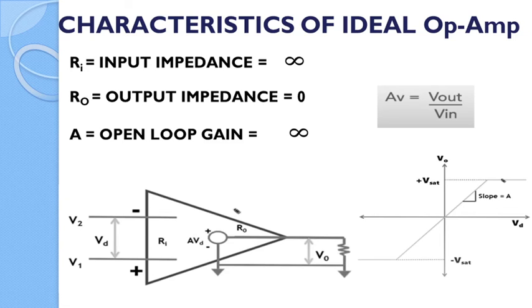And coming to the last characteristic of an ideal op-amp, bandwidth will be infinity, which means it can work at any frequency ranging from 0 to infinity. So these are the characteristics of an ideal operational amplifier, and the ideal operational amplifier equivalent circuit is as we have displayed here.